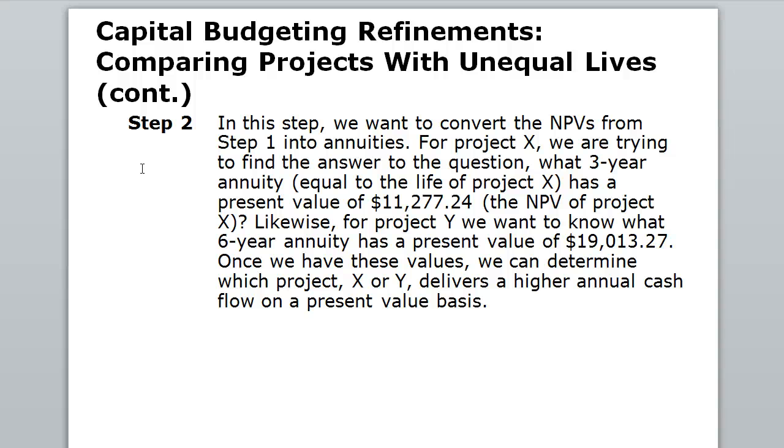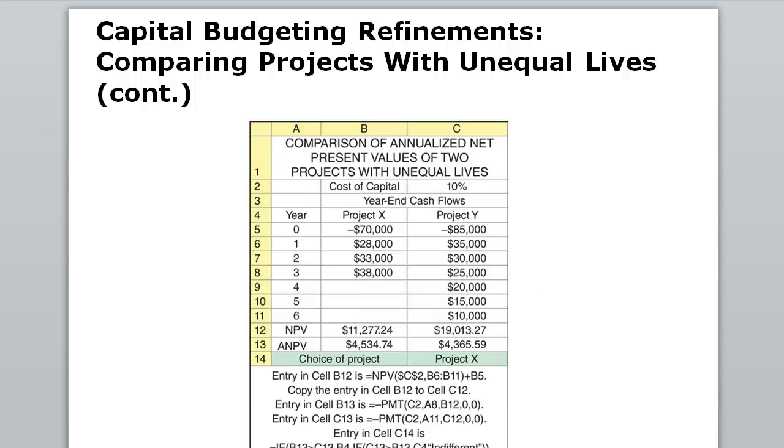Likewise, we do the same for project Y in step 2. So if we use this formula here, the ANPV, which basically we'll see how we do this is we use the payment function in Excel to calculate the payment of the annuity for project X and project Y, and we see that project X has a higher annual payment than project Y, and that would lead us to now choose project X over project Y, annualizing the present value.